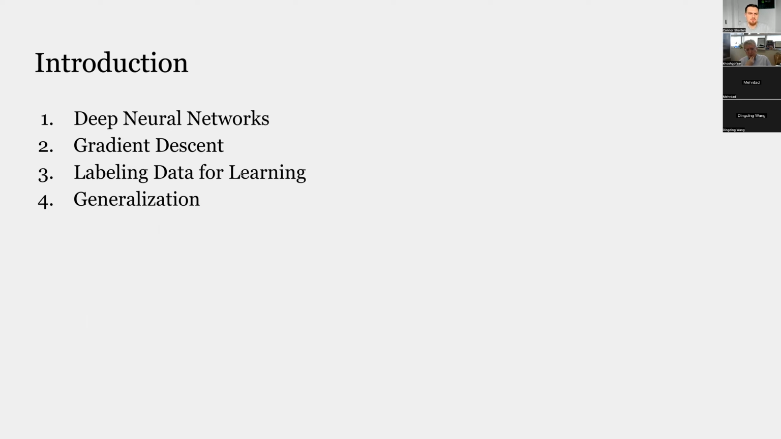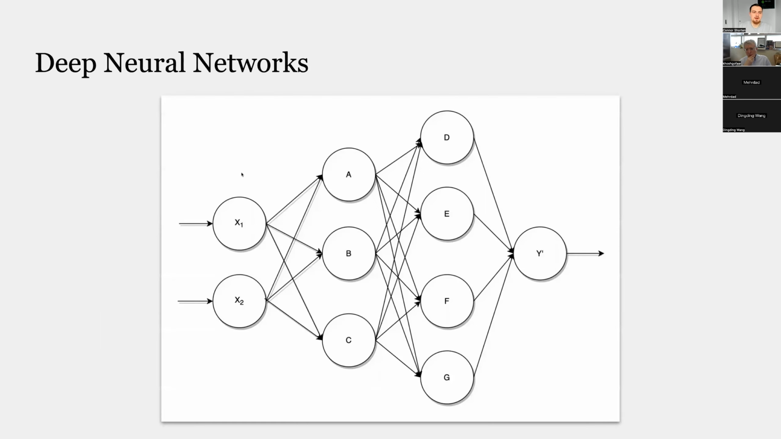So in the introduction, we'll cover an overview of what deep neural networks are, gradient descent, labeling data for optimization, learning, and then the idea of generalization and what it is. Starting off with deep neural networks, a very simple picture is that you have some input represented as, say, 2 dimensions, x1, x2, and you have multiple layers of processing it. You have nonlinear activations, A sums up x1, x2, B, x1, x2, and you process it with multiple layers and eventually have some output prediction y hat.